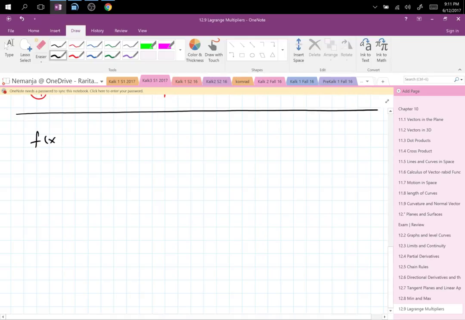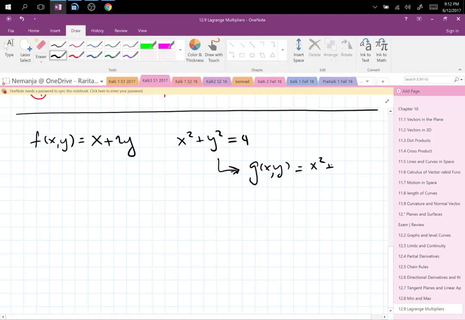So we have f of x, y is x plus 2y, subject to x squared plus y squared equals 4. So again, no meaning to this problem, it's just grind to learn the procedure, mechanics. So your g, which is the constraint, is going to be x squared plus y squared minus 4 equal to 0.